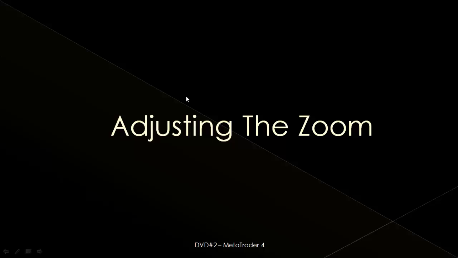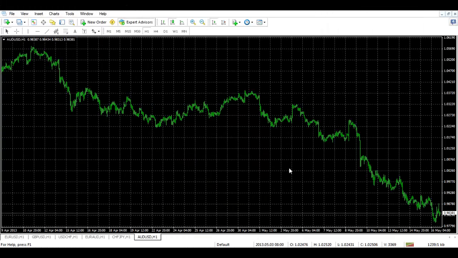Adjusting the zoom. Every time you open up a new chart, it's going to display the candles in this default magnification. Now, there's a couple of ways that you can increase the zoom so that you can make the candles and the bars a little clearer. And the easiest way to do that is up here on the top menu.